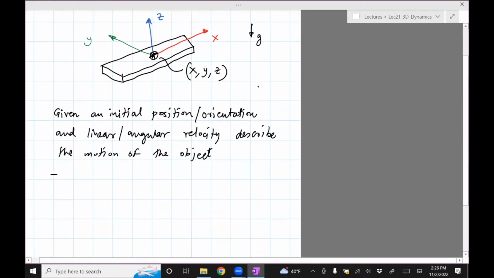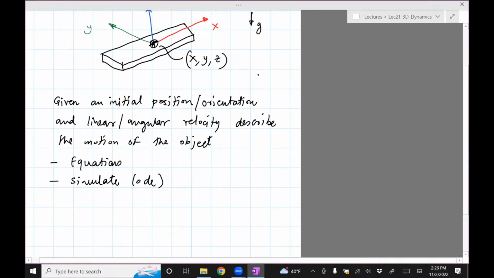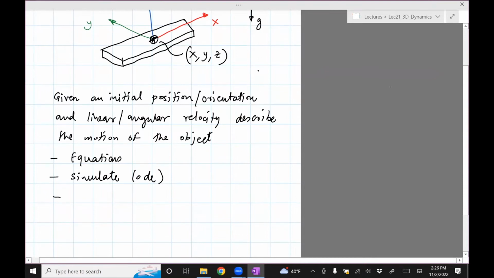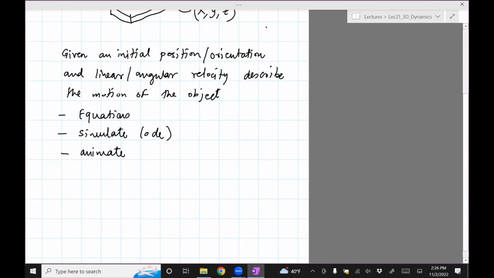Okay, so as we've always done in this course, we first derive the equations. We simulate, usually using ODE, and then we animate. Okay, everything is done in Python, not MuJoCo. So for equations of motion, we'll use the Euler-Lagrange method.